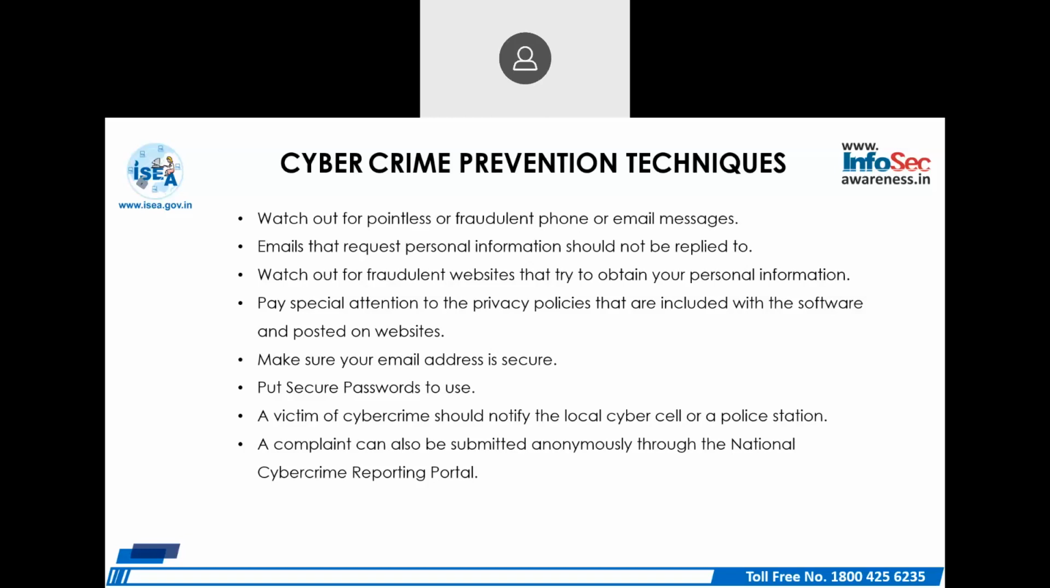Cybercrime happens however many times, the same number, again and again: 1930. It is the only number you can dial if any cybercrime or financial fraud occurs. And second thing, if 1930 comes busy, then what? Then the second option is to immediately report it on cybercrime.gov.in.